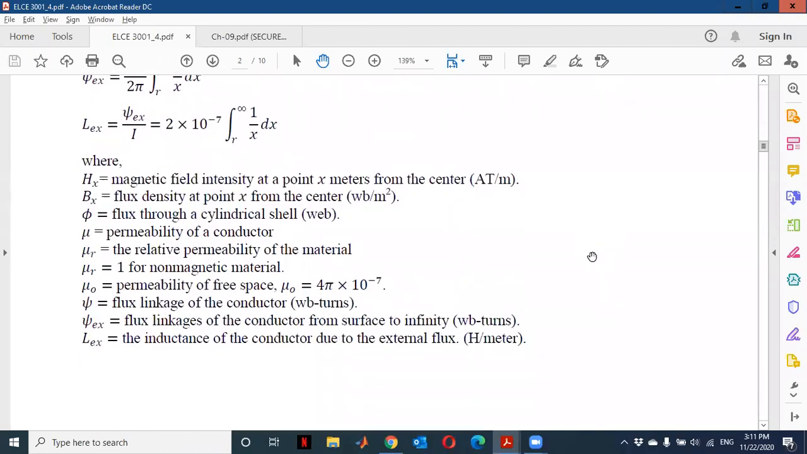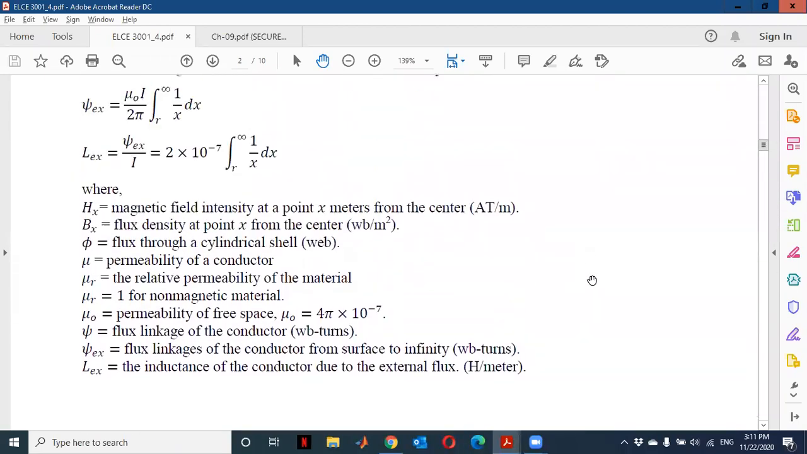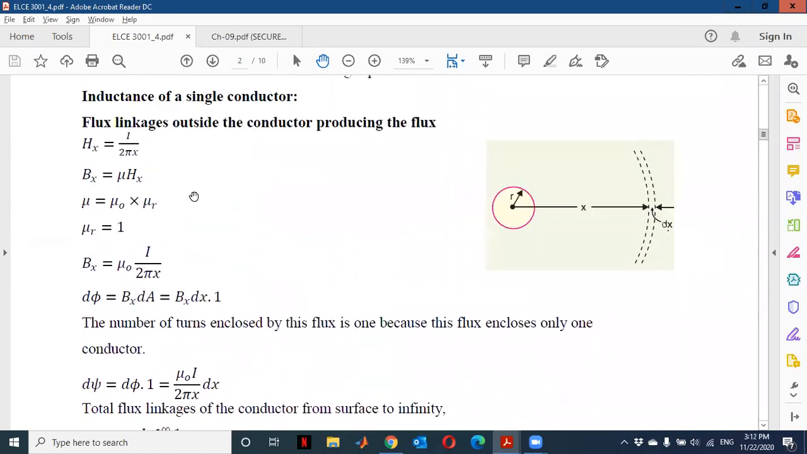Final equation for it is Lx equals 2 times 10 to the power minus 7 integration from radius, as we said, from radius to infinity, 1 over x dx. This is psi, okay? So this was the first inductance.